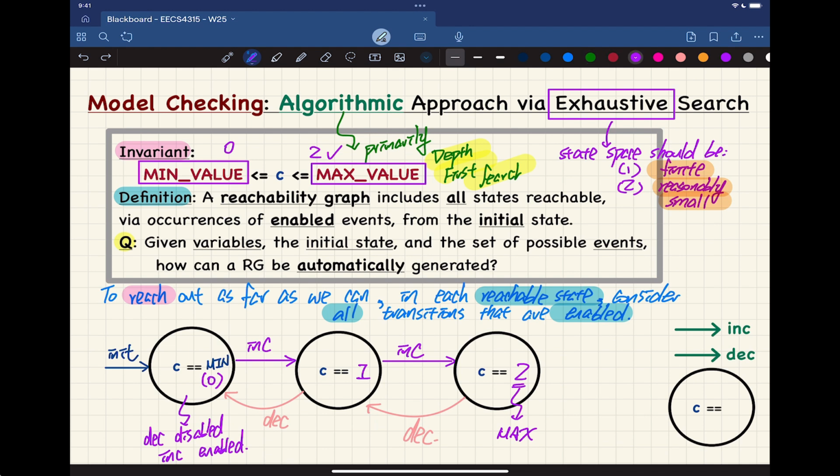So there are really two passes. So you can think about pass number one. You build the graph. And pass number two, check every state satisfies the invariants or the safety constraint. Okay. Pass number one and pass number two.